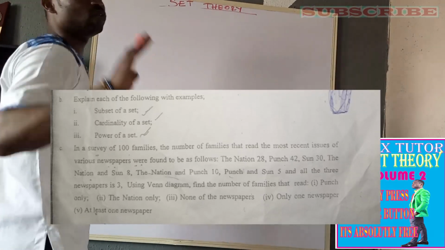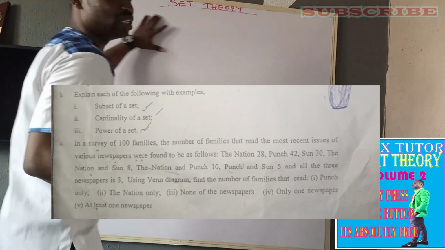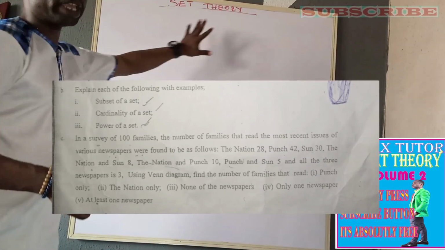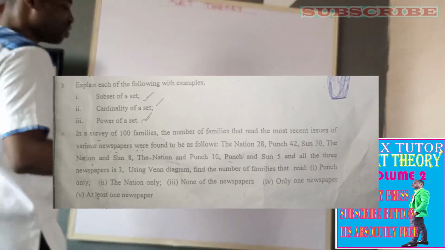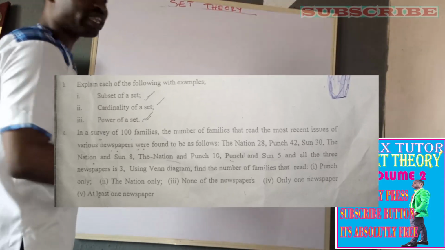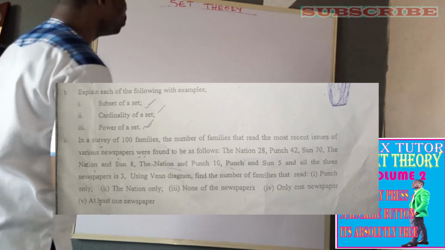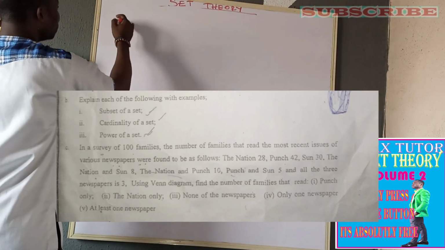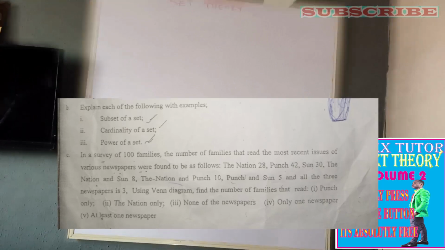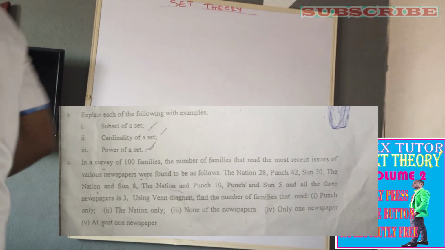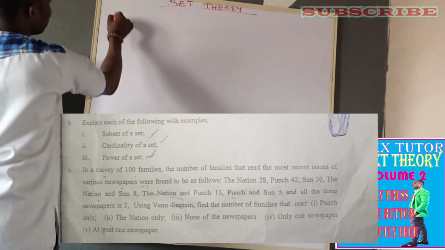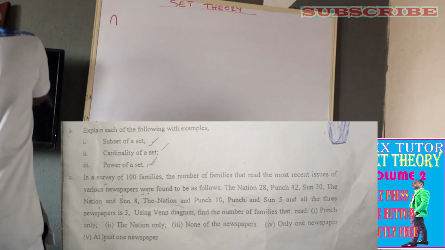But the first thing, before you go to the Venn diagram, is to state them in a set theory manner. We are given that in a survey of 100 families, that means everything we are talking about here is 100 families. That is, the universal set is 100 families. The number of the universal set is 100 families.